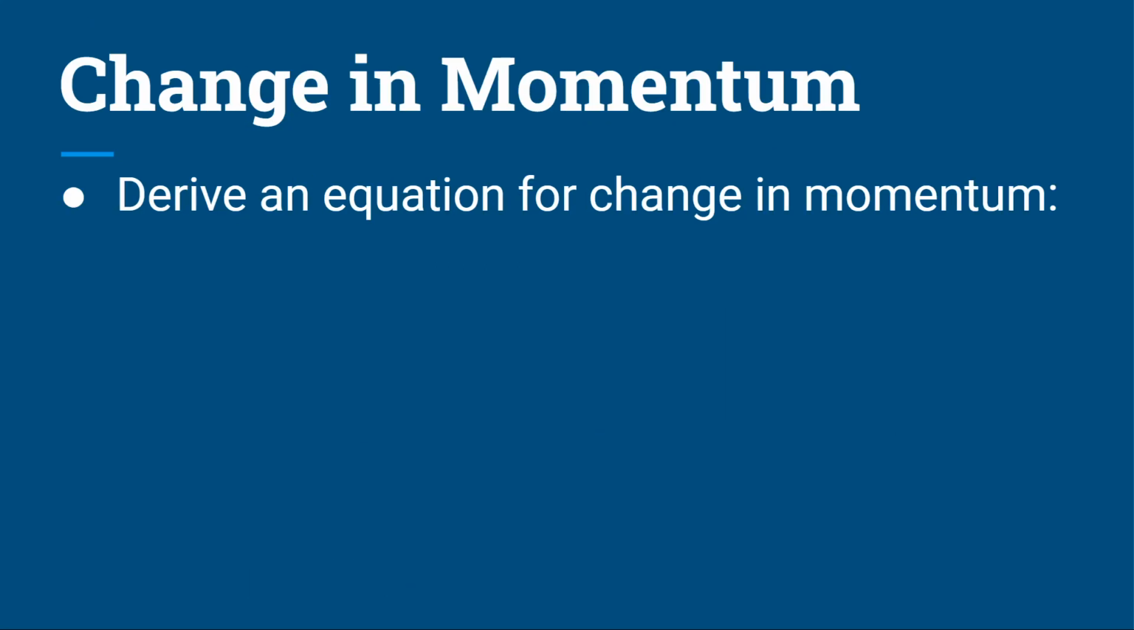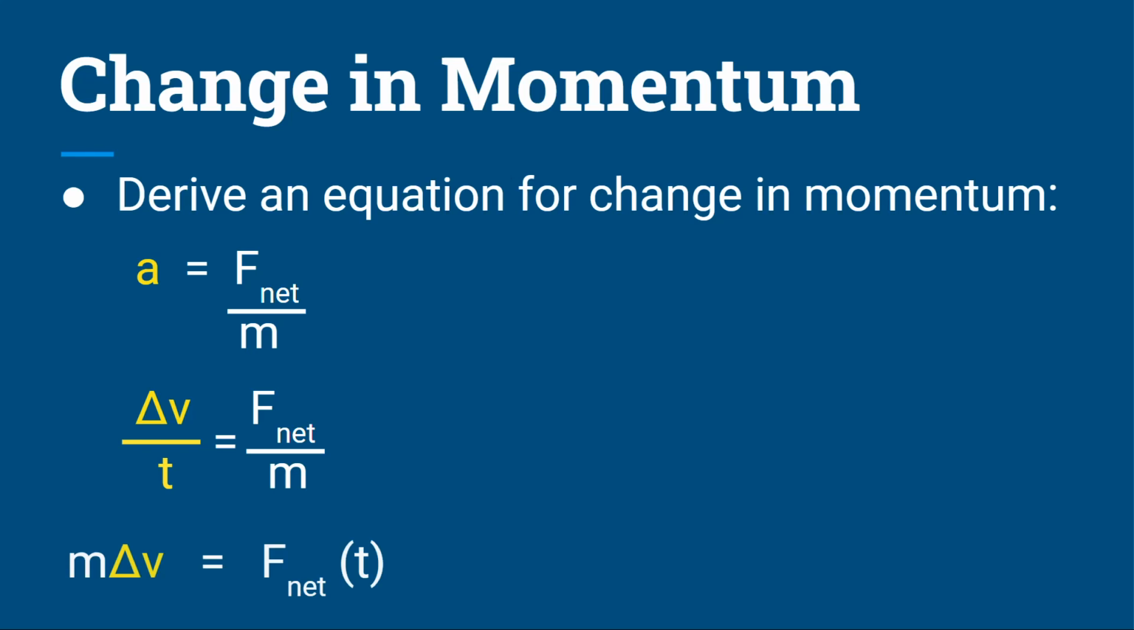So let's go ahead and derive an equation that we can use for change in momentum. I'm going to start with Newton's second law, which says that the acceleration of the system equals the net force divided by the mass. And I know from previous notes from the beginning of the year that acceleration is the rate of change in velocity, your change in velocity divided by time. So I'm going to substitute that in there. Then, if I want an equation for change in momentum, I'm going to cross multiply so that I get this equation: m times delta v equals F net times t.